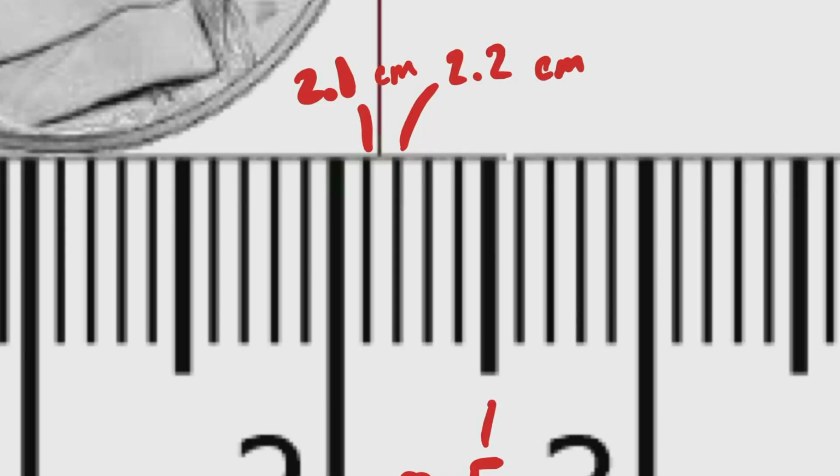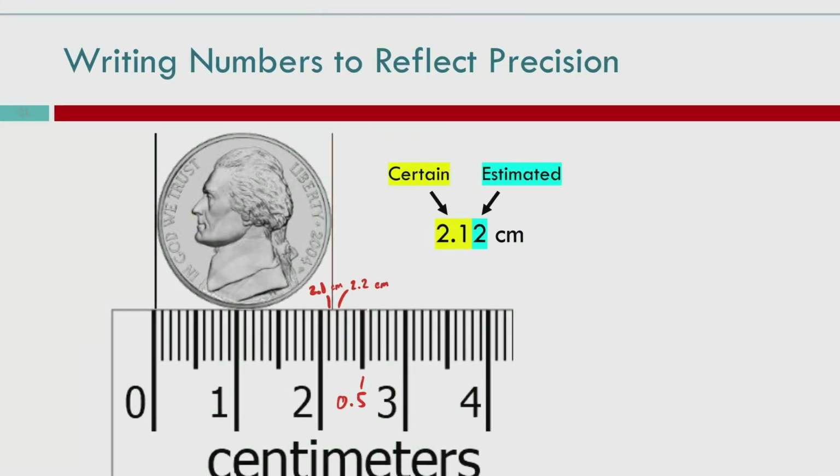Would anyone contest that we are not past 2.1? Would anyone say that we're not past 2.1? I would say we're definitely past 2.1. We're not quite to 2.2. And then we can estimate how far between the 0.1 and the 0.2 we are. Are we right at the 2.1? Are we about halfway? Are we a little further? Usually we would do this on a scale of 0 to 9. So from 0 to 9, how far past the 0.1 are we? Where does this line fall? Yeah, less than 0.5. So it might be 0.4, 0.3, 0.2. And that's the estimated part.